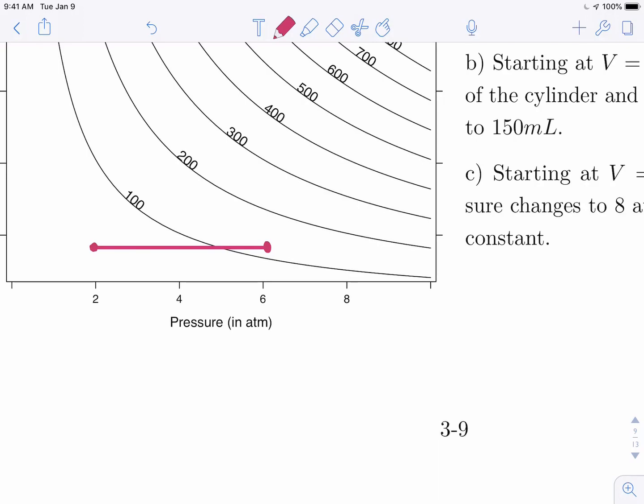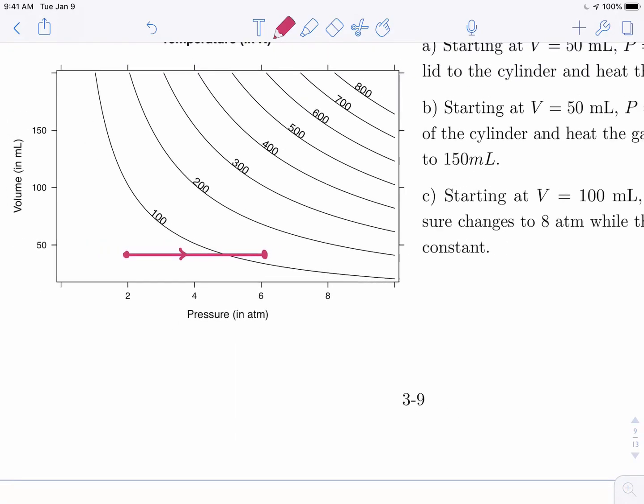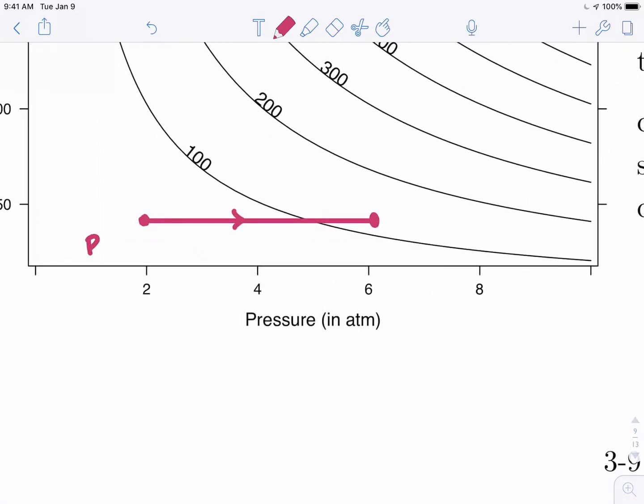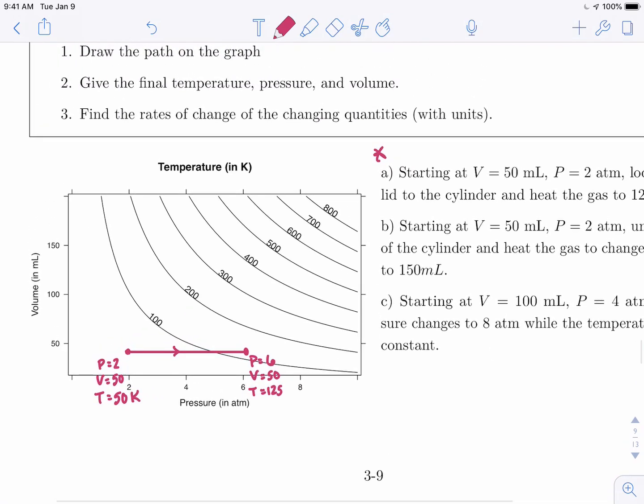Again, all we're needing to do here is estimate. So here's the path. We start from here, and we move along this direction, heating the gas to 125 and allowing the pressure to change, but not the volume. So if this spot is pressure equals 2, volume equals 50, temperature is a little bit hard to estimate because we don't have a lot of data. Maybe I'll say that my temperature is 50 Kelvin. We're not sure, but we can do an estimate. Then over here, my pressure looks like it's 6, my volume is still 50, and my temperature is 125. So that's parts A and B done, or 1 and 2 done.